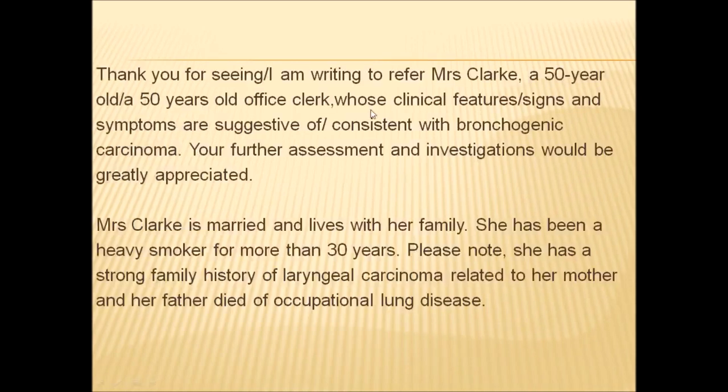Okay guys, let's move. So here I will tell you how to write the introductory paragraph of this letter. So guys, our patient is Mrs. Clark, who is 50 years old and an office clerk. Keep in mind that you should try to include the profession of your patient in your introductory paragraph. You can also write the profession in the second paragraph, in the paragraph of social and personal history, but it looks good if you include the profession right after the name of the patient. So we can start like, thank you for seeing, or you can start, I am writing to refer Mrs. Clark, a 50-year-old office clerk.